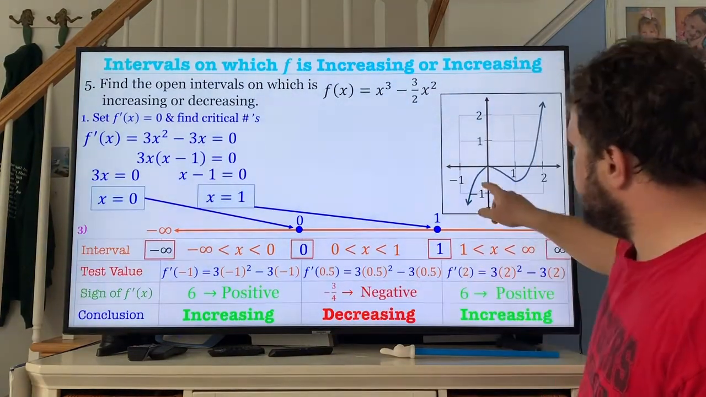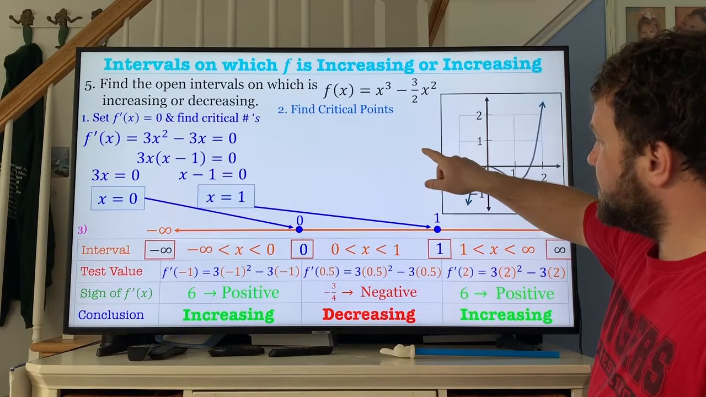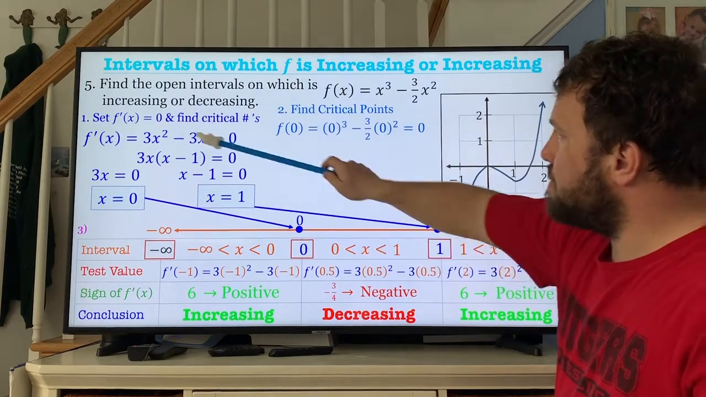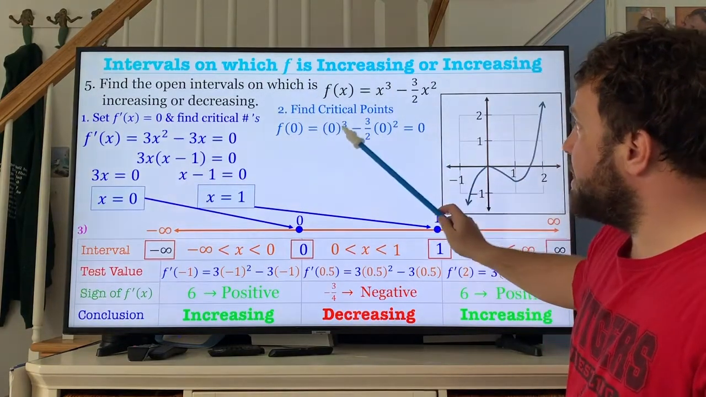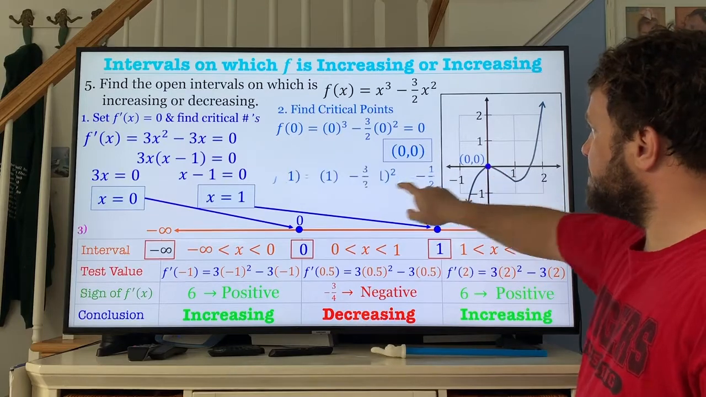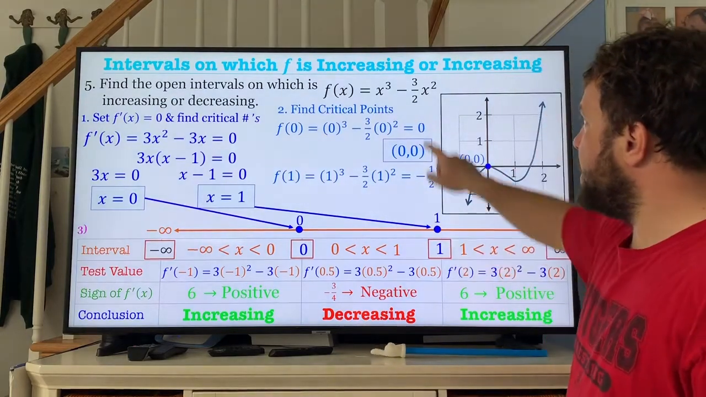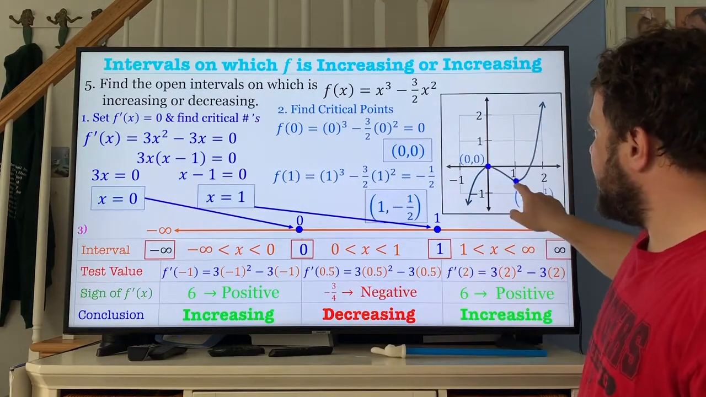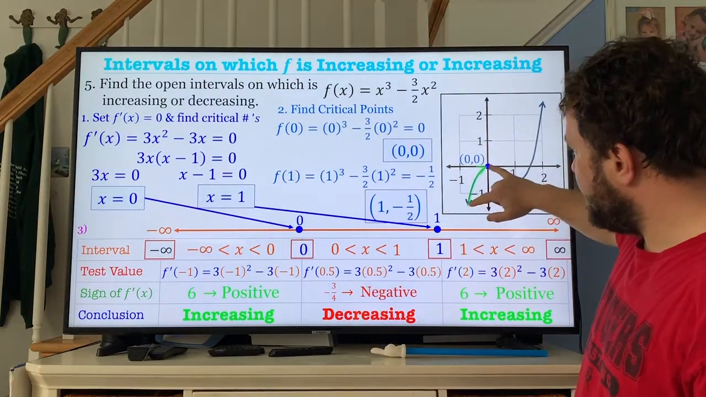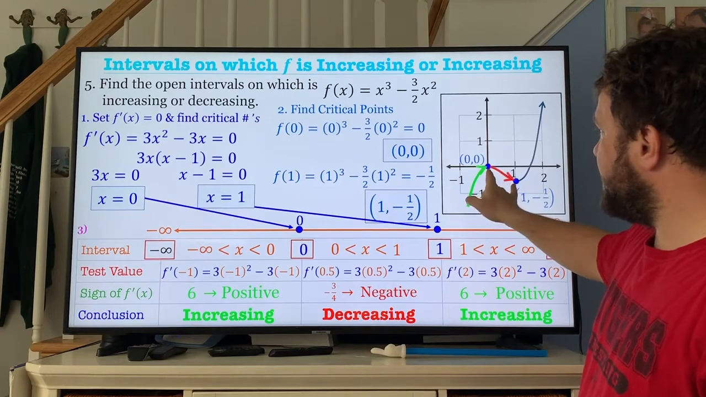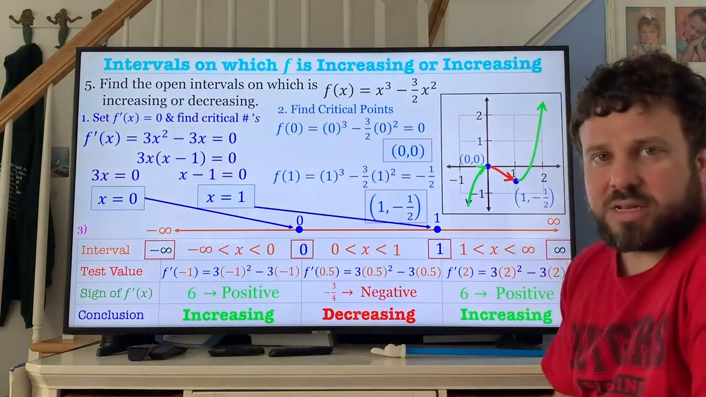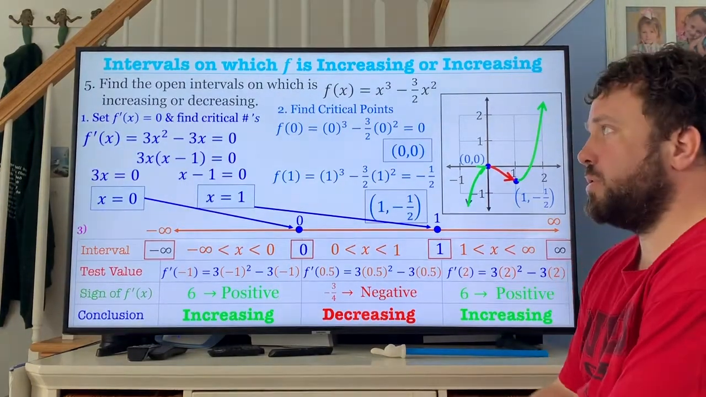And then, if you look right here, we found the critical points by taking this number now and plugging it into the original equation. 0 cubed minus 0 is 0. Plug the 1 into the original equation. You get negative 1/2. Notice it matches up with our graph perfectly. This should be an increase. Then you get a decrease. And then you get an increase. Alright, so then it shows you how our graph actually matches up with our work.